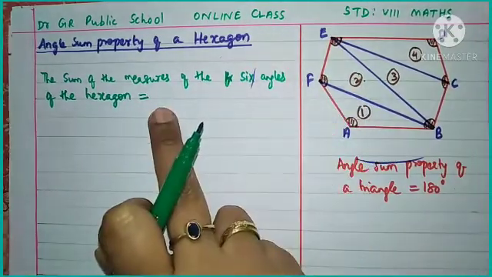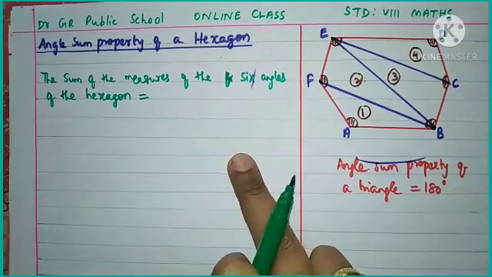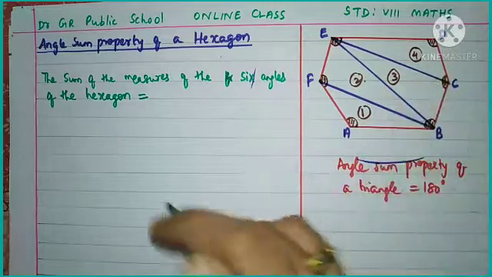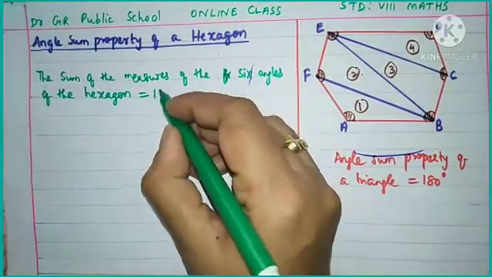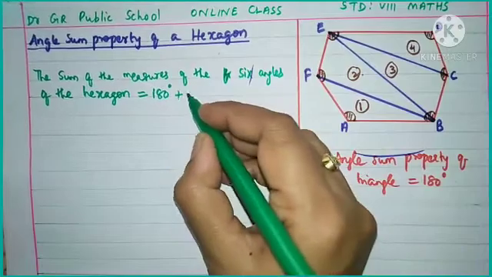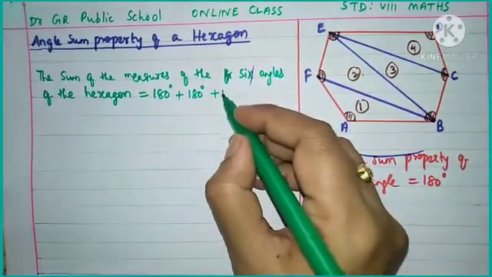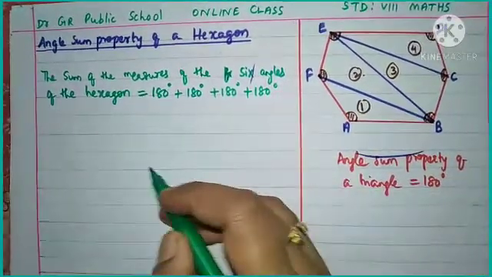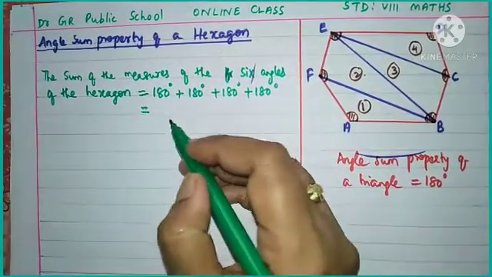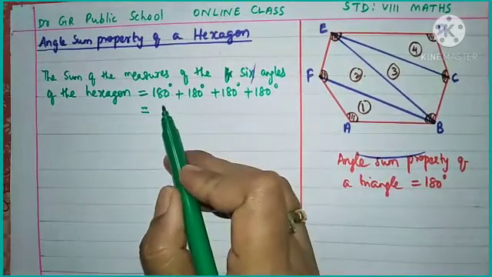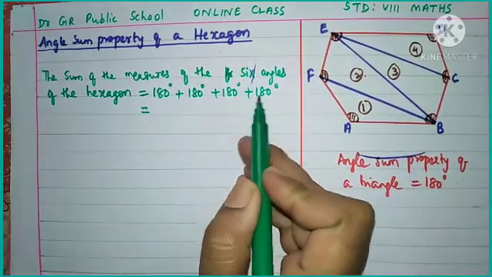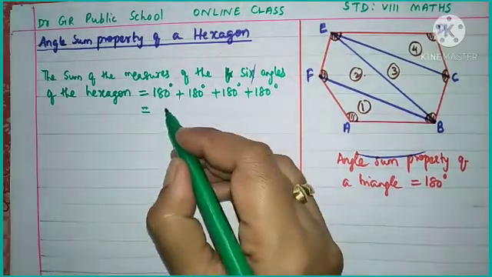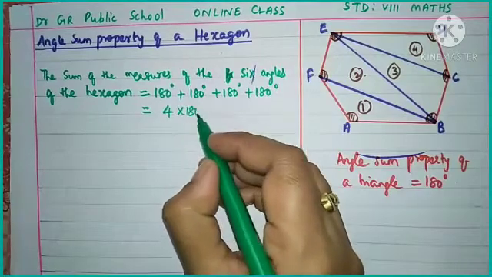The 6 angles of this hexagon can be found out by the angle sum property of these 4 triangles. You add all the sums, that is 180 degrees of the first triangle, 180 degrees of the second triangle, 180 degrees of the third triangle, and 180 degrees of the fourth triangle. So what is the total? You can do it this way: 180 plus 180 plus 180 plus 180. How many 180s are there? 4 times. So you can say 4 into 180 degrees.